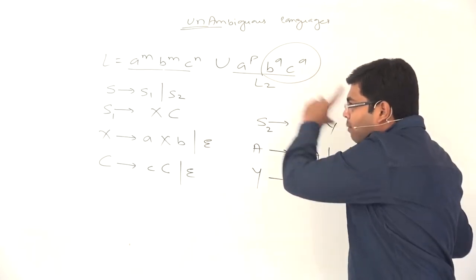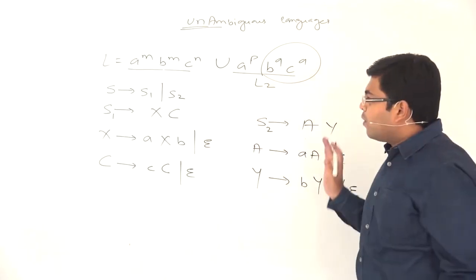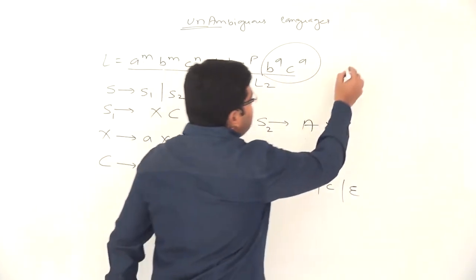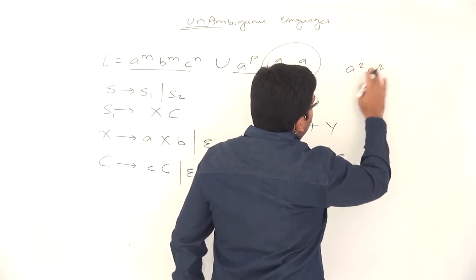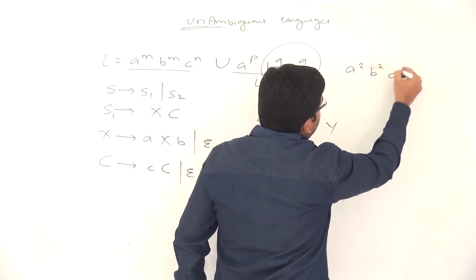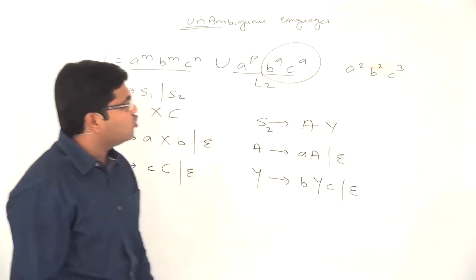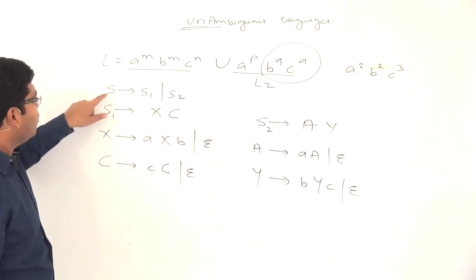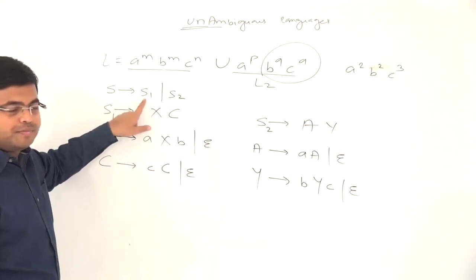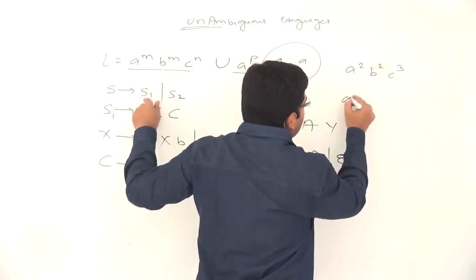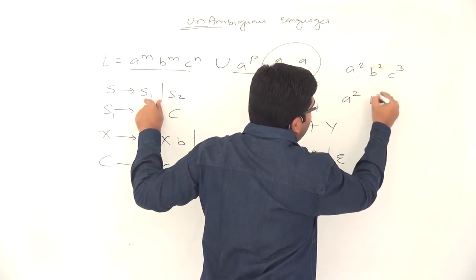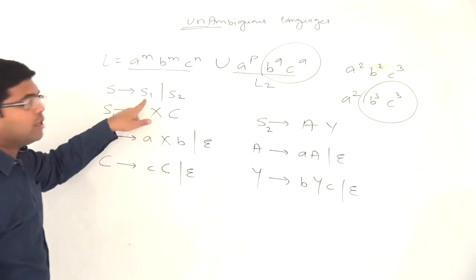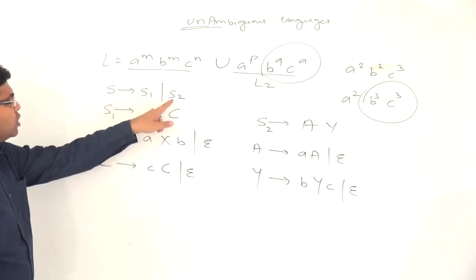Now what is the problem with this language? The problem is, let us see, if you want to generate say A square, B square, C cube, how can it be generated? We have got an equal number of A and B, so it will be generated with the help of S produces S1. And if you want to generate say A square, B cube and C cube, we want an equal number of B and C, and therefore it will be generated with the help of S produces S2.